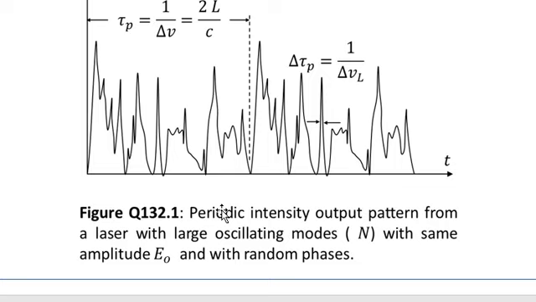The caption of the figure is periodic intensity output pattern. Periodic, you see that here I am using the word periodic. Although there is not a fixed relationship between the longitudinal modes, even then I am talking about the periodic intensity. Periodic intensity output pattern from a laser with a large number n of oscillating modes, with the same amplitude E naught and with random phases.